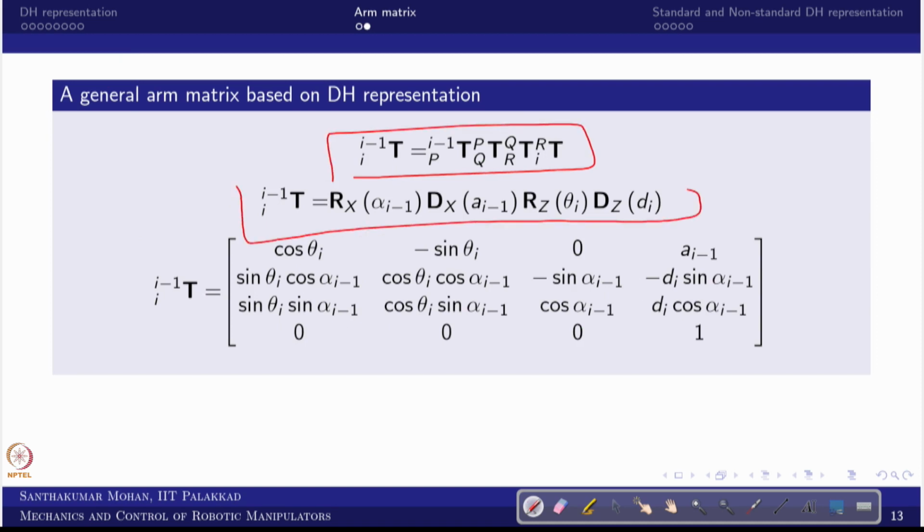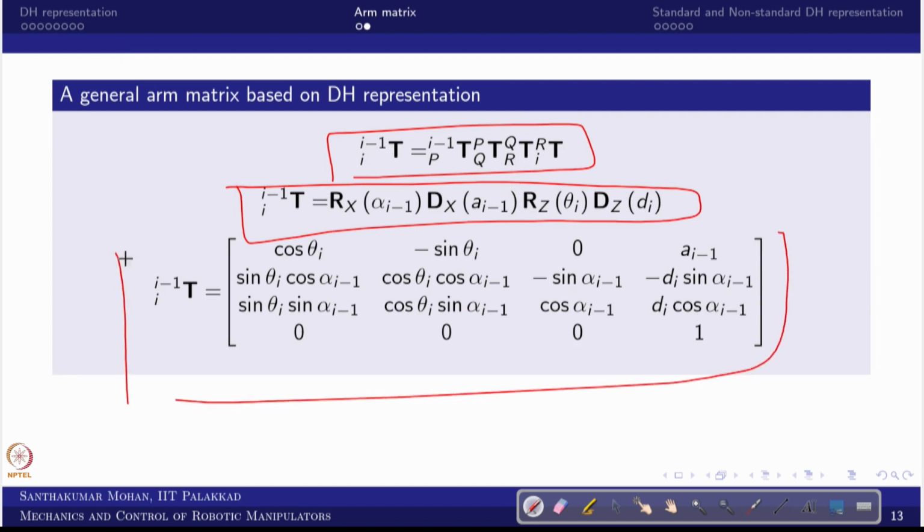So these are the individual matrices. Finally you will end up with the matrix which is what you call the transformation matrix. Now look at this transformation matrix, how many parameters are there? Only 4: a(i-1), alpha(i-1), d_i and theta_i. These are the 4 parameters.